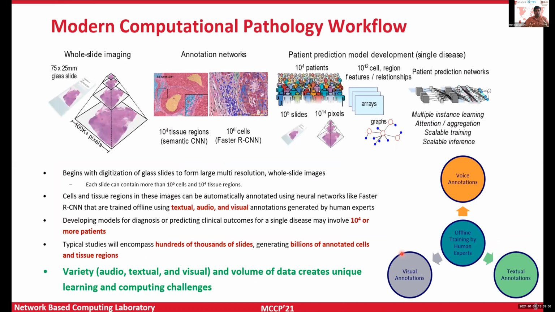Having said that, how does the modern computational pathology workflow proceed? As we have seen in several of these talks, it always starts with the digitization of the glass slides to form large multi-resolution whole slide images. Each slide can contain more than a million cells and tissue regions. These cells and tissue regions can potentially be automatically annotated using neural networks like Faster RCNN that have already been trained using textual, audio, or visual annotations generated by human experts.